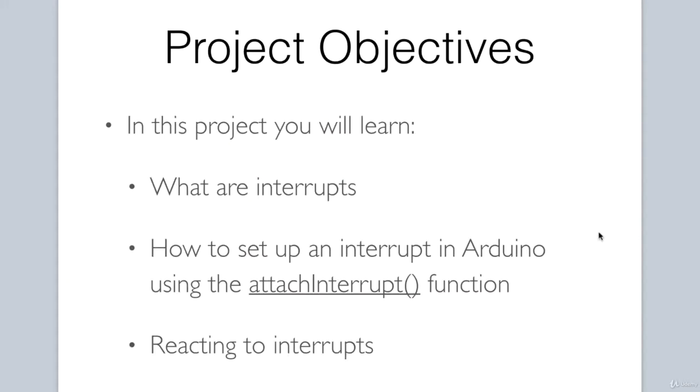Let's take a look at the objectives for our project. By successfully completing this lesson, we will have mastered the following items. We will gain an understanding of interrupts and why they are useful. We will learn how to set up and configure them in Arduino using the attach interrupt function, and we will define a function that reacts to our interrupt. If you are ready to begin, let's get this project started.